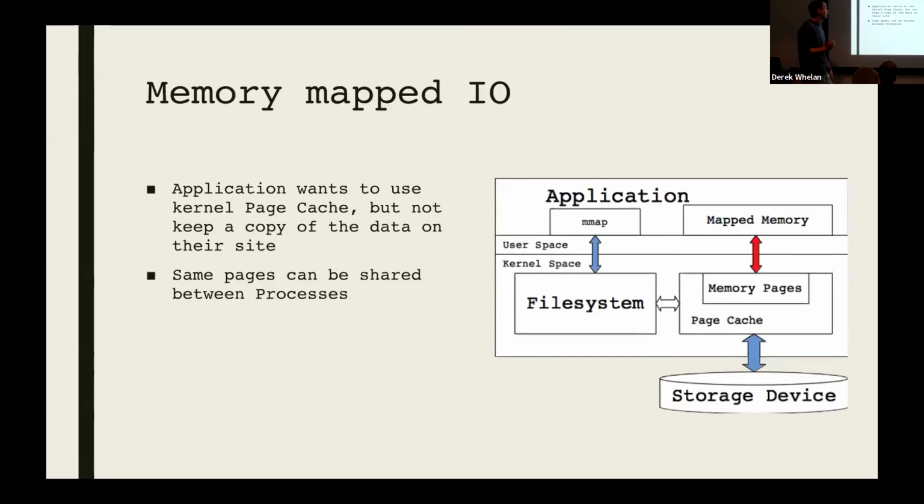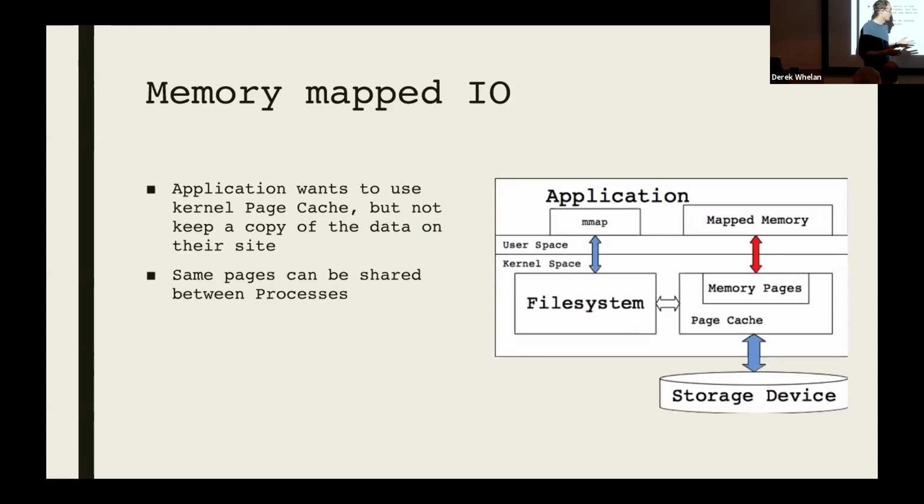The last pattern is memory-mapped IO. An application may think, I would like to have my memory on my side, but use the page cache. I don't want to do a copy of the data, so I would like to have references to this memory in my user space, but I will let the Linux page cache, or the page cache of the operating system, do the synchronization on its own.